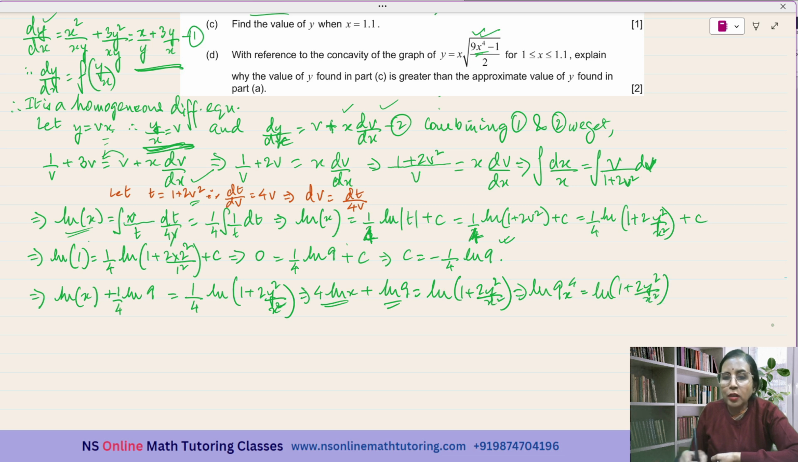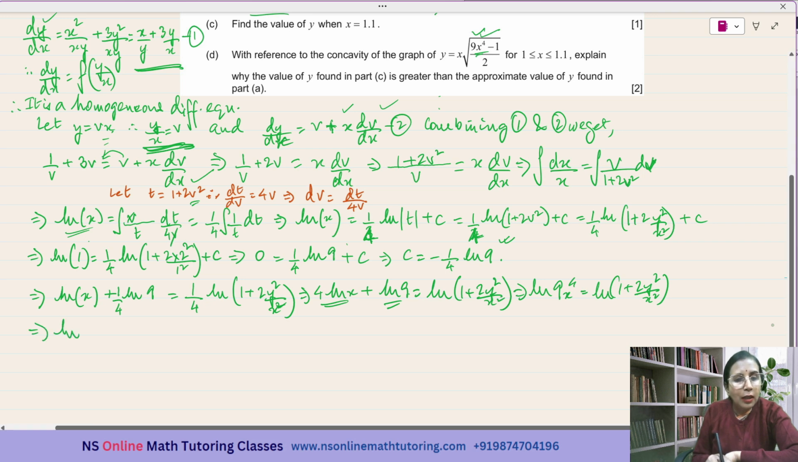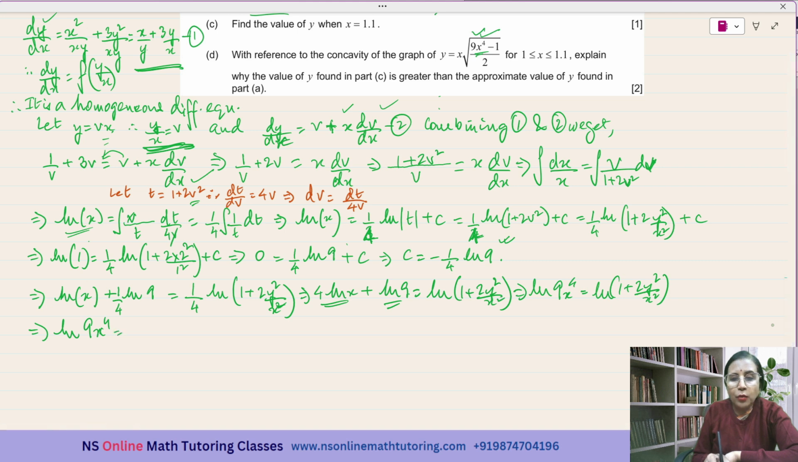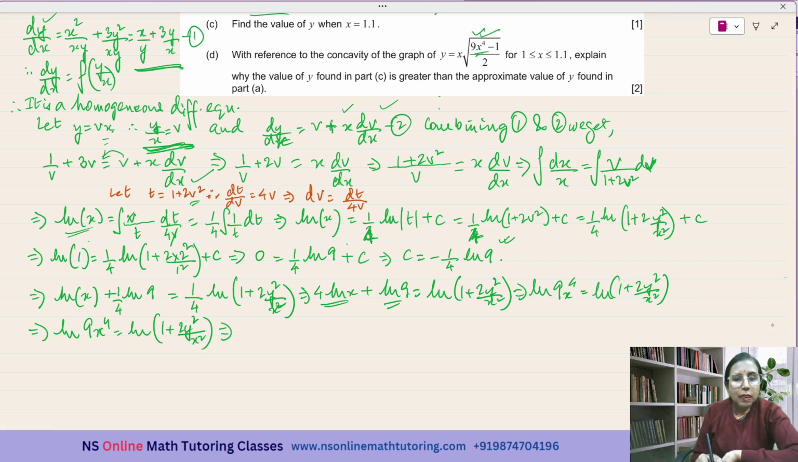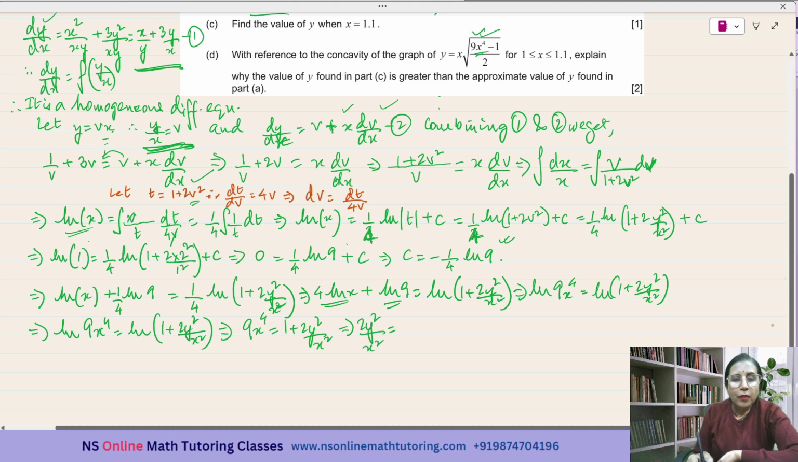I'm really not sure whether you are able to see that part, so I'm writing it once more over here. Ln of 9x to the power of 4 is equal to ln of 1 plus 2y square over x square. And now I can safely take the arguments of ln from both sides, and I have 9x to the power of 4 is equal to 1 plus 2y square over x square. So 2y square over x square is equal to 9x to the power of 4 minus 1.